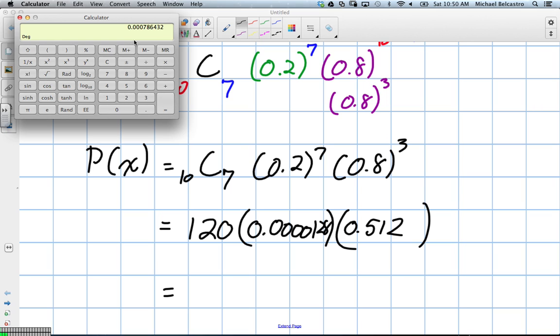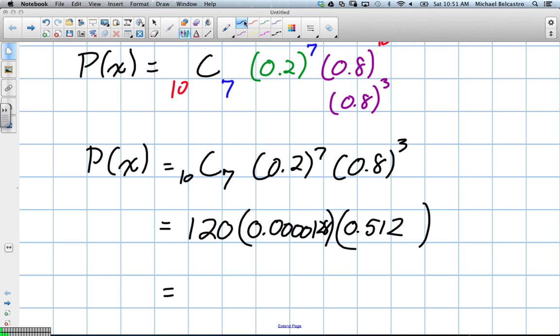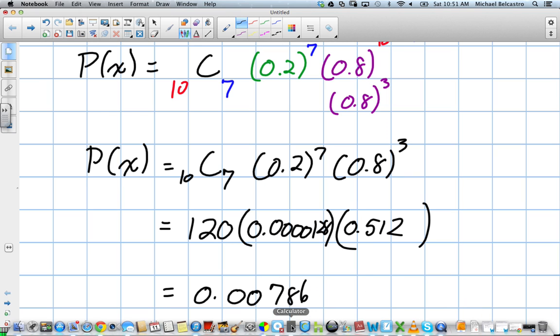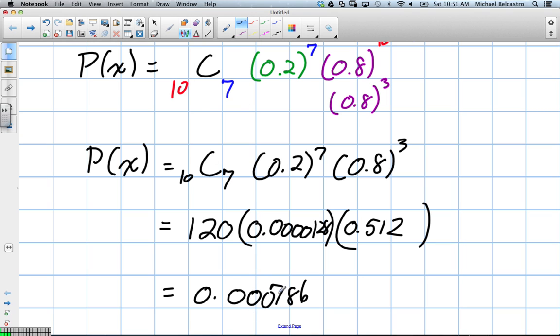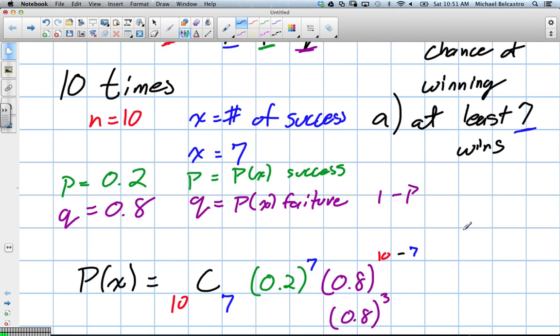Is that what you got? 3 decimal places and 7? 0.000786. Is that what we got? Okay, so 3 zeros. Good. Yeah, you're right. 3 zeros. Okay, so extremely small number. In fact, as a percentage, it's actually 0.07%, not even close to 1% chance of winning. Now, that's only of winning 7 out of 10 times.